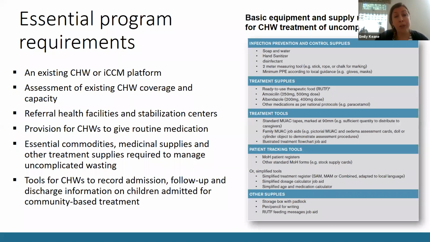There also needs to be provision for community health workers to have essential supplies. And as you'll see on the right of the screen, we've mapped out what we think are those essential supplies, particularly around RUTF and routine medications, as well as other key supplies. And the last point is around monitoring the services. So there needs to be provision for community health workers to be able to record the treatment that they're providing from admission, follow-up and discharge, and having appropriate tools to allow them to do that. Next slide, please.